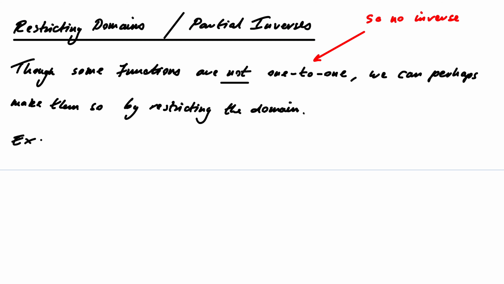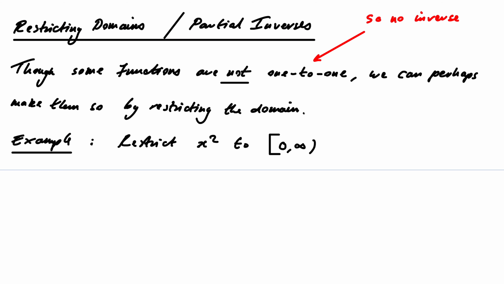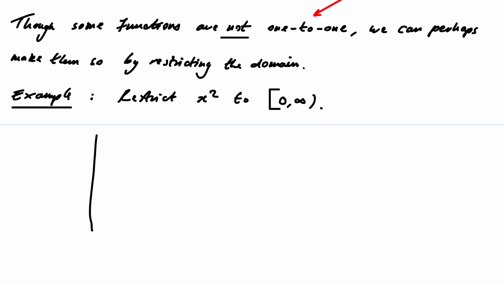So let's take the example of the square function. So the square function is not 1 to 1. Like I said, minus 1 squared plus 1 squared is equal to 1. But if I was to throw away all the negative numbers, I wouldn't have that problem. So if I restrict x squared to the interval, so I forget about all the negatives. So if I do this, that's 1 to 1 now. Let's draw a picture. If I draw a picture, what do I get?